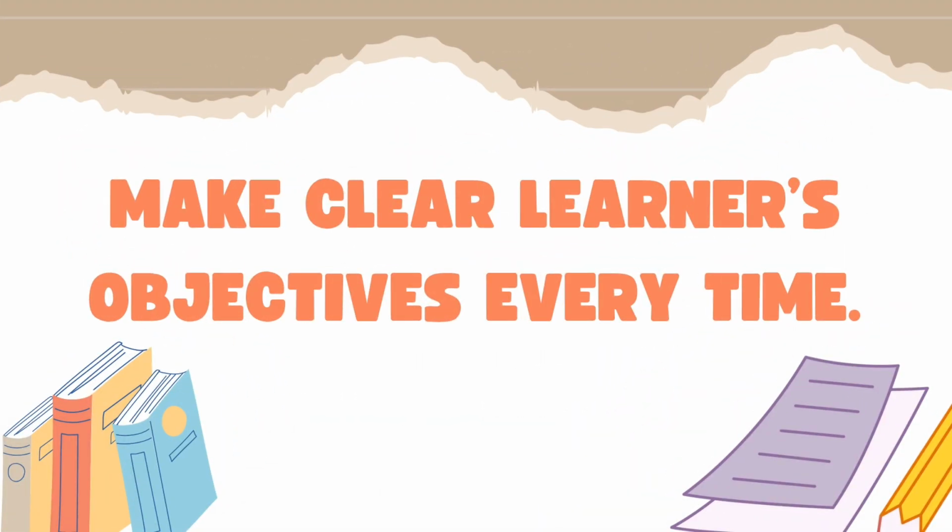Make clear learners' objectives every time. So before starting the lesson, explain what students are expected to learn and how they will be assessed. When students understand the objectives and criteria, they know what to focus on and what is expected of them. This reduces confusion and increases their confidence and motivation to achieve the learning goals.